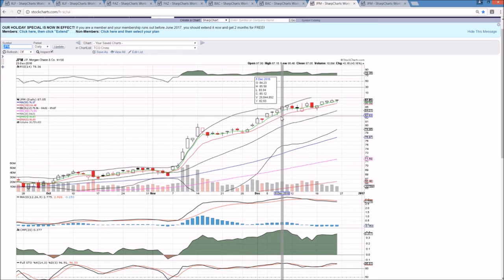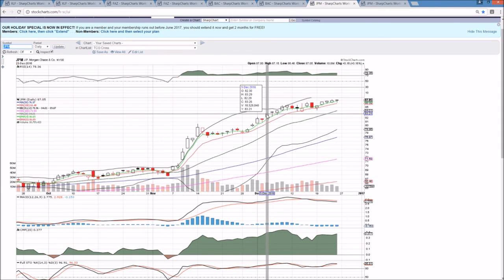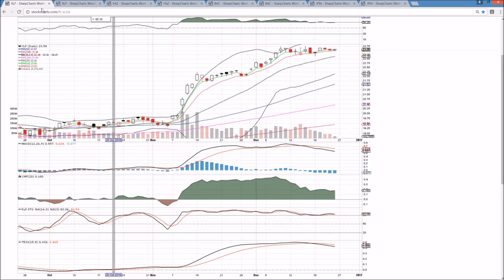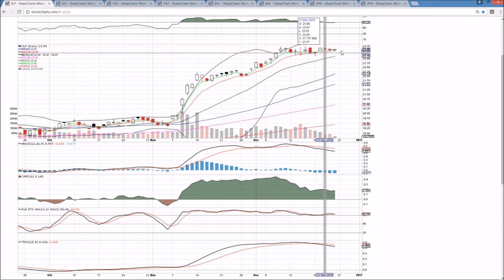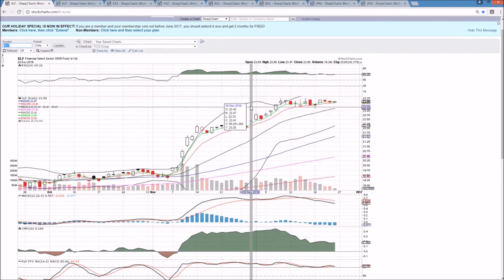So that's a little rundown on the financials. Again, I think the overall correlation to the S&P 500 is going to be a significant factor as to what we see in the short term with this tight range on the XLF sector spider for the financials.